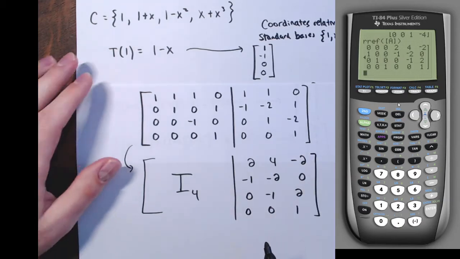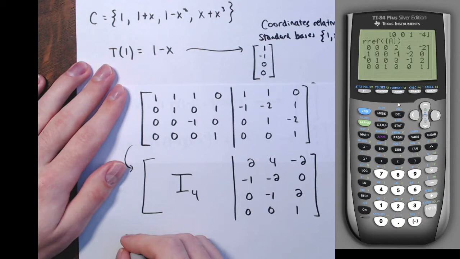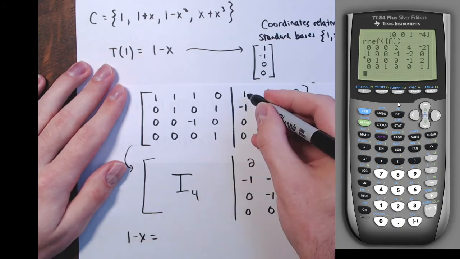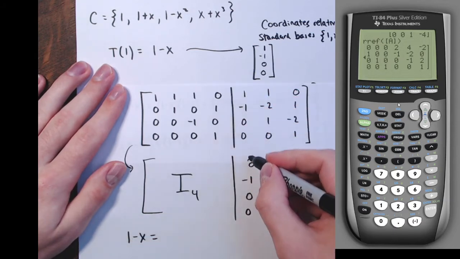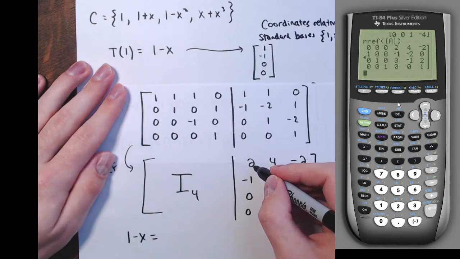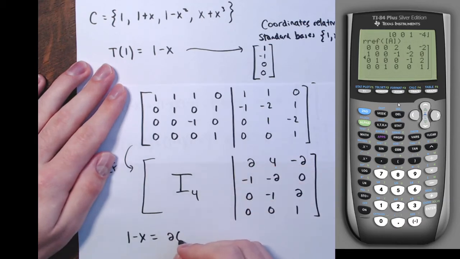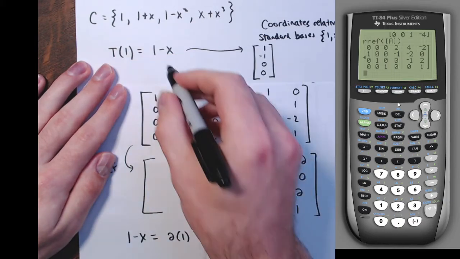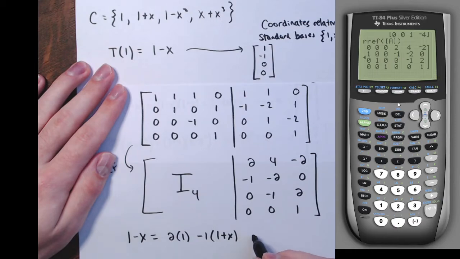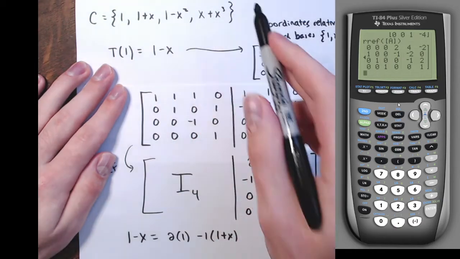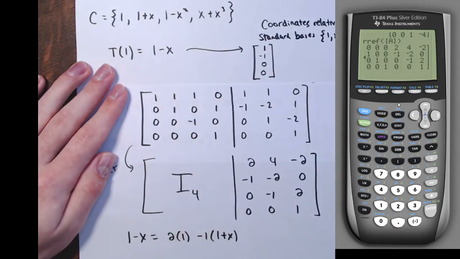All right. This means that 1 minus x, represented by this column, and this is relative to basis C, is 2 times 1 minus 1 times the 1 plus x, right? This is relative to basis C, and then plus 0 times 1 minus x squared plus 0 times x cubed.